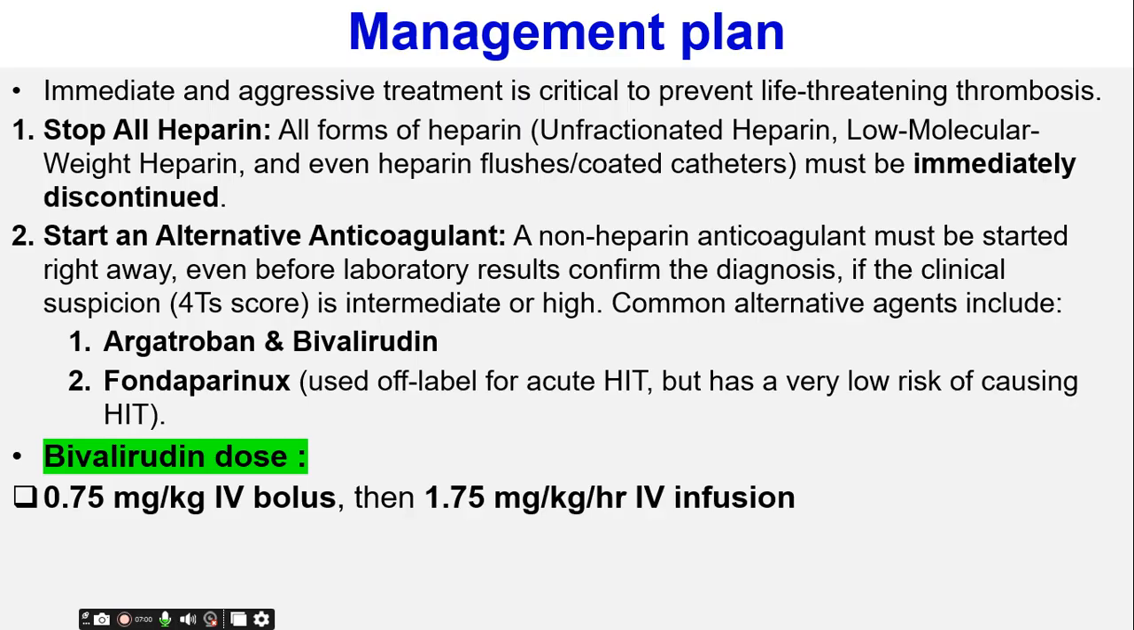The other modality, we can use bivalirudin, a direct thrombin inhibitor, in a dose of 0.75 milligram per kg as a bolus. After that, we can infuse 1.75 milligram per kg per hour until the condition resolves. This is the first line of treatment.